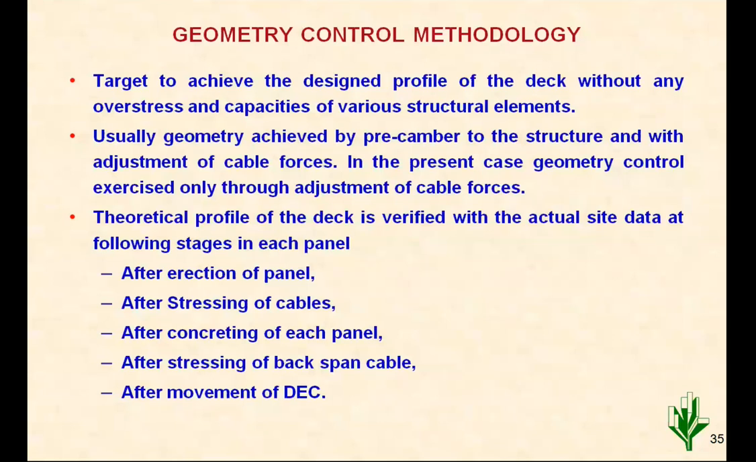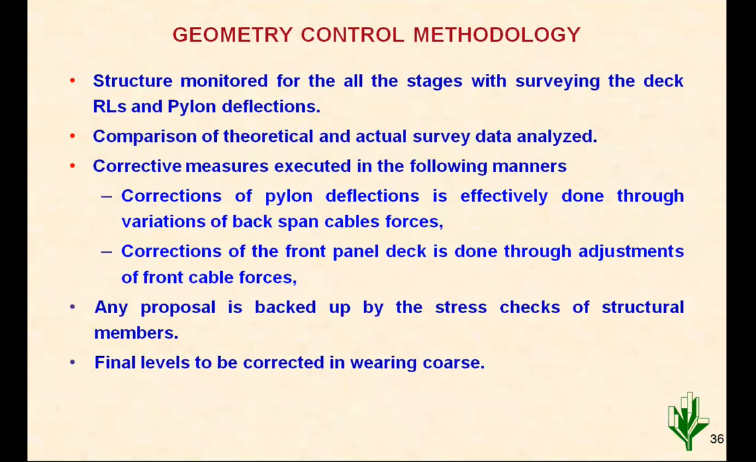A typical cycle of erection is like erection of the first panel, then stressing of cable, then concreting of each panel. Then the backspan cable was stressed, next segment cable, and then the crane was moved to the next segment. That is a typical cycle. So after completion of each activity, the levels were recorded along with the temperatures. Whatever site temperatures are there, those were recorded. And then the comparison is made with whatever deflections were estimated theoretically.